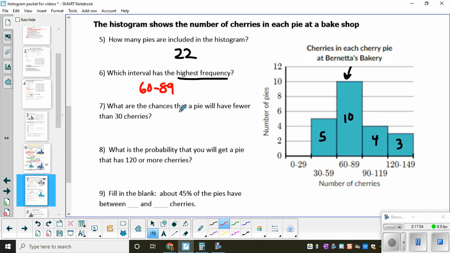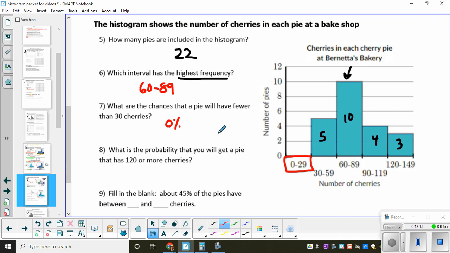What are the chances that a pie will have fewer than 30 cherries? So if we look over here in the interval, fewer than 30 would be this interval right here. And there are absolutely none. There's none in that category. So there is a 0% chance that you're going to get a pie that has less than 30 cherries. They're all going to have more than 30 cherries in them.